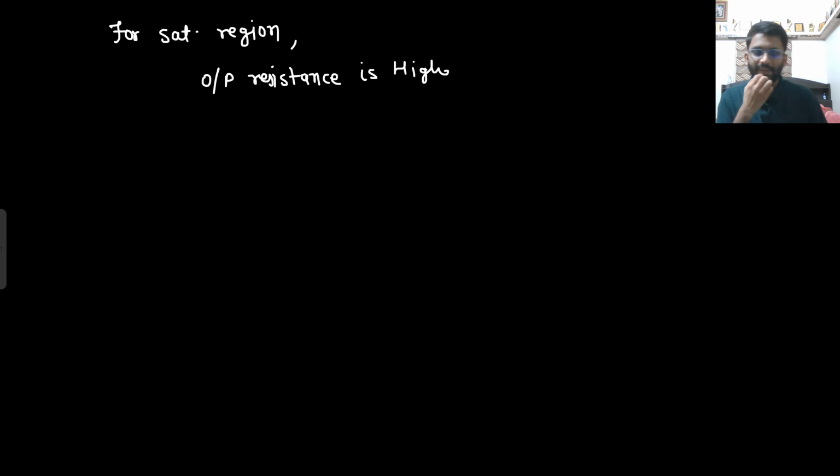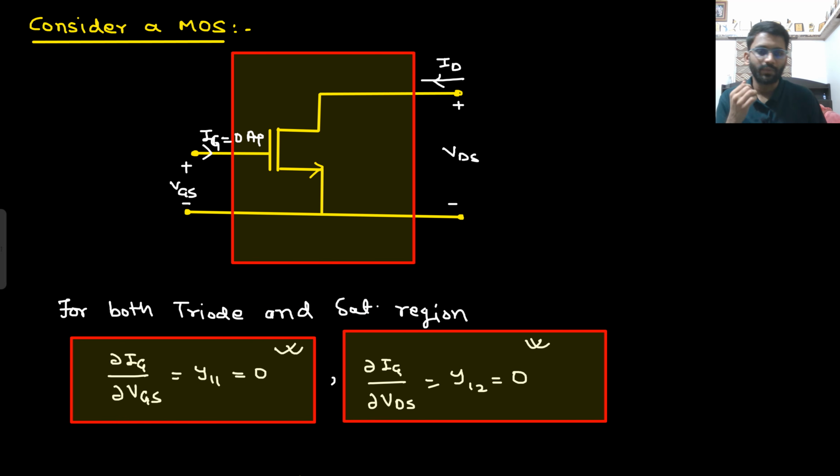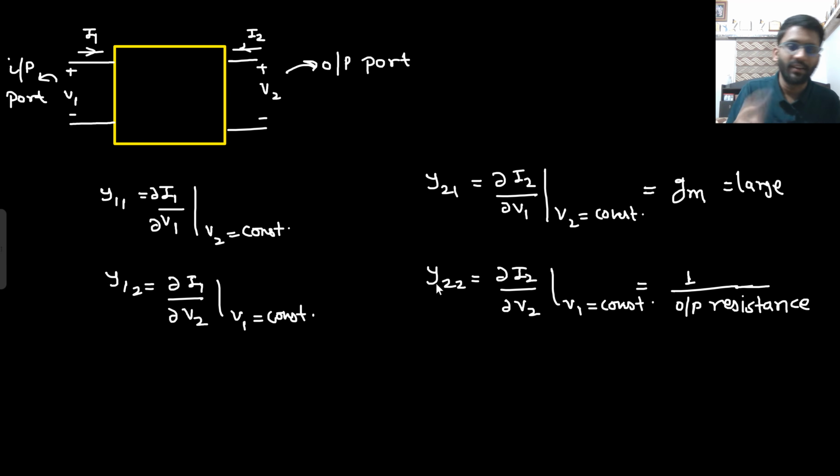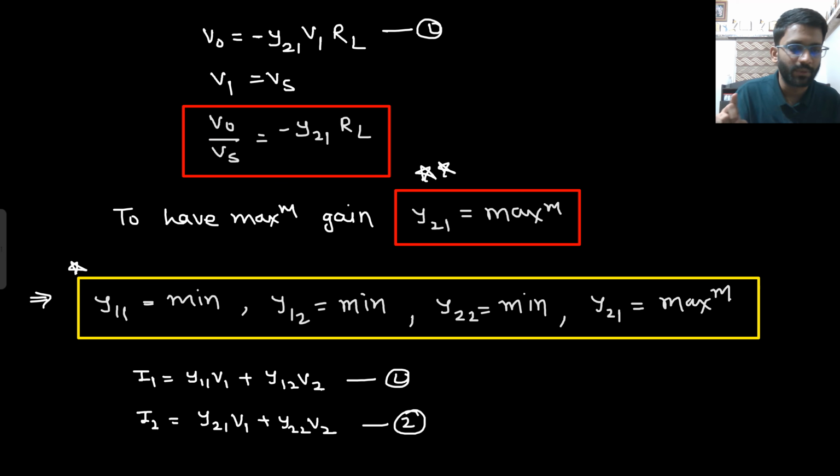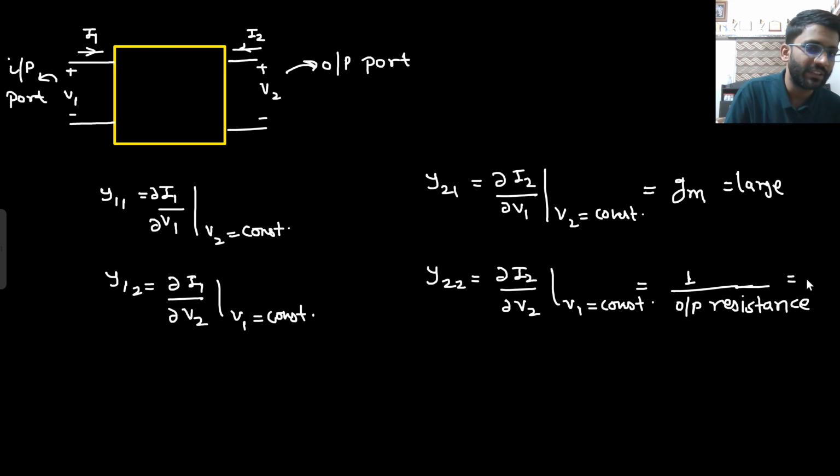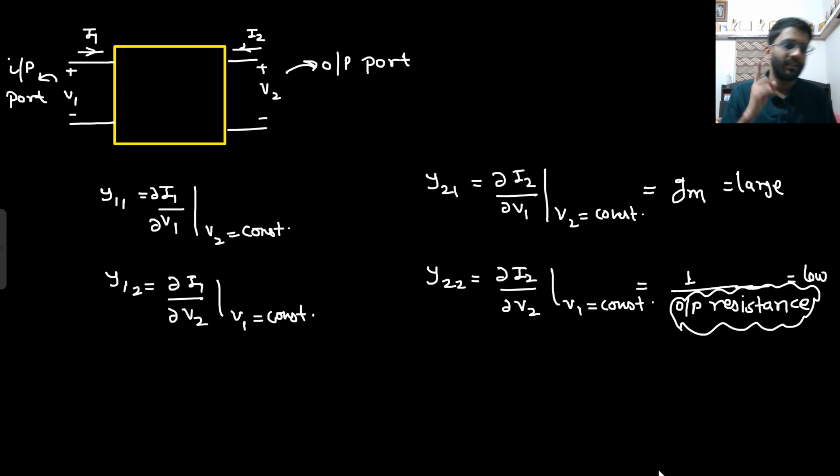And what did you need? You need output resistance to be high or low. Let's check here. You needed Y22 to be minimum. That means you needed Y22 to be 0. That means you needed output resistance to be high. Did you understand this point or not?